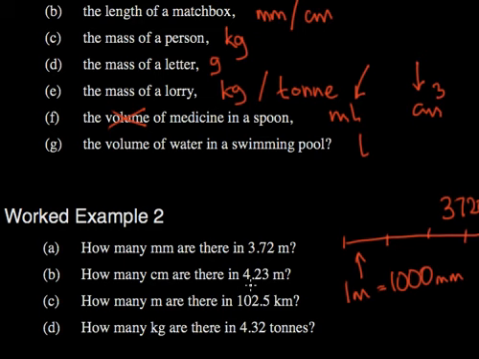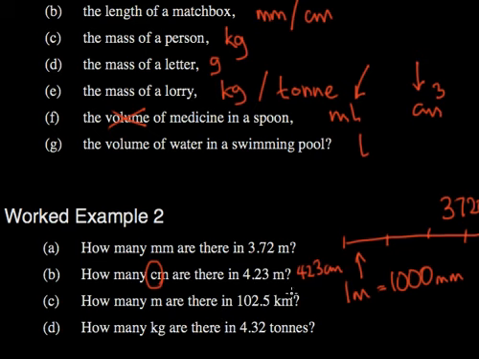How many centimeters are in 4.23 meters? Well, how do you go from meters to centimeters? The C means you multiply it by 100. So then this would be 423 centimeters.